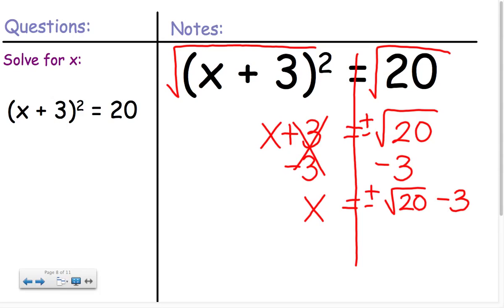So you've got to keep that square root of 20, and then you can subtract 3 on the end. So tag that on to the end.